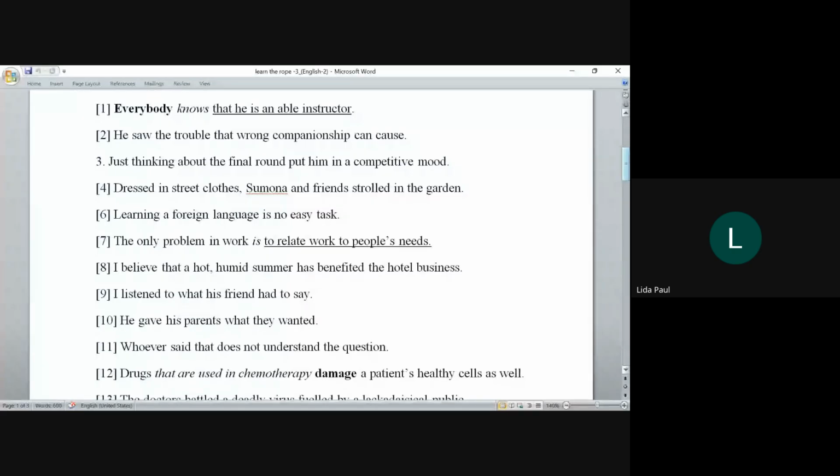So this is basically an adjectival clause, right? You have the word trouble here, and that trouble is being qualified by that wrong companionship can cause. It's not any trouble we are talking about. We are talking about the trouble that wrong companionship can cause. It's adjectival, additional information.